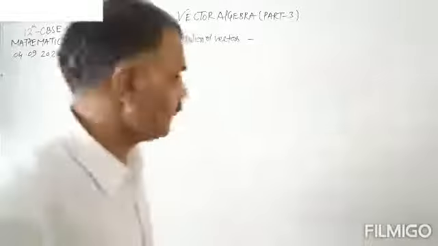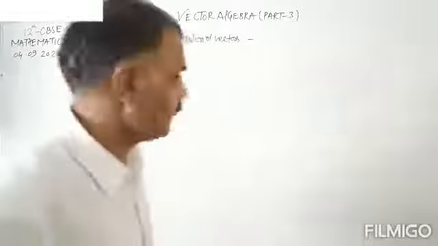Vector addition follows the associative property. Let A vector, B vector and C vector be any three vectors, then (A vector + B vector) + C vector is equal to A vector + (B vector + C vector). Okay, it means we can change the grouping of addition of two vectors, and even then the addition of three vectors will be the same. That is the associative property.